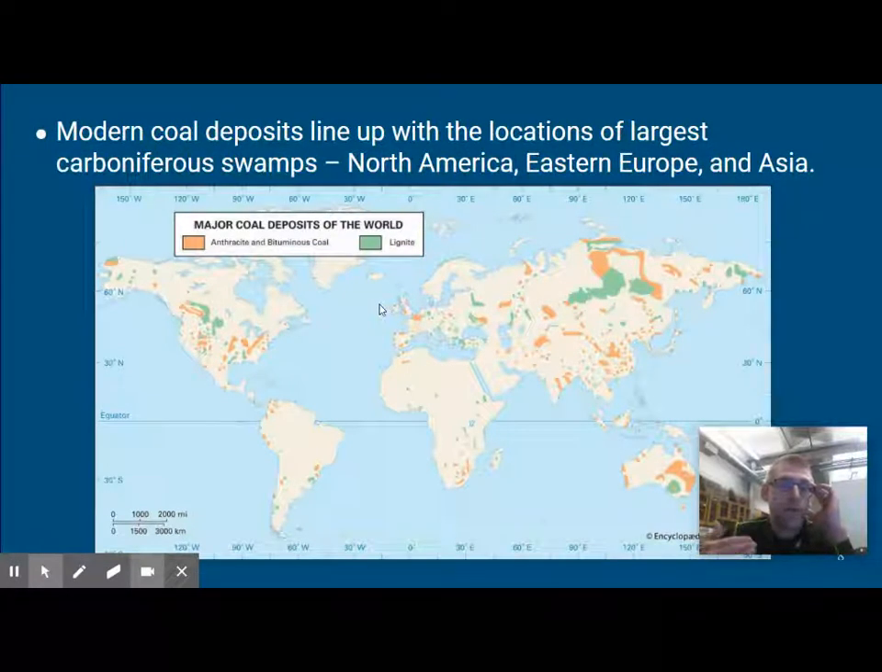And then these glacial changes actually deposited this coal to different areas, and the largest carboniferous swamps are where these coal deposits ended up. So you can kind of see them on the map, a lot in the United States, and a lot in Eastern Europe and Asia as well.